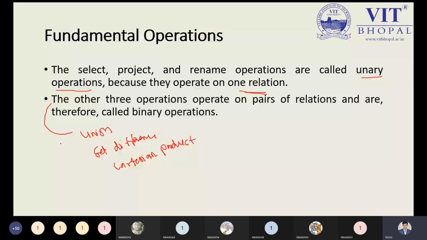First, let me know, is it clear to all what is meant by fundamental operations in relational algebra? The fundamental operation category includes six different operations, and among these six we have two kinds: unary and binary. Under unary we have select, project, and rename, and under binary we have union, set difference, and Cartesian product. So this is the summary for the class right now. Now tell me, any doubt here?